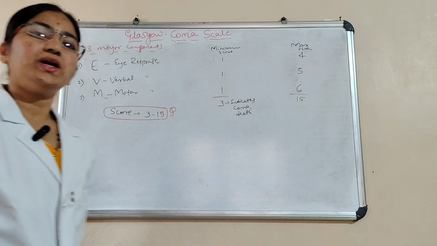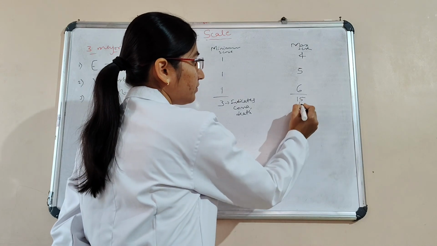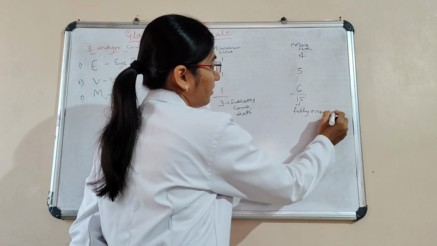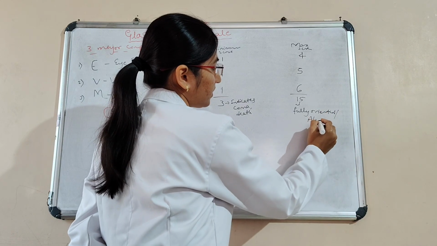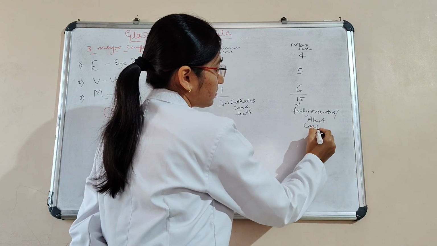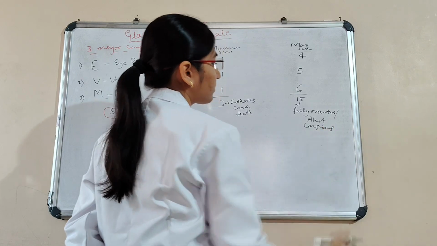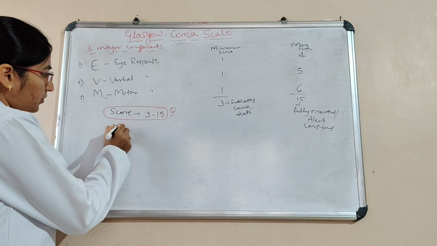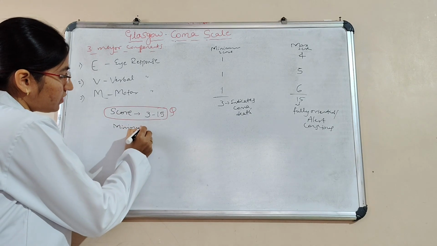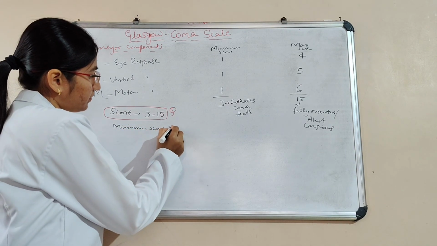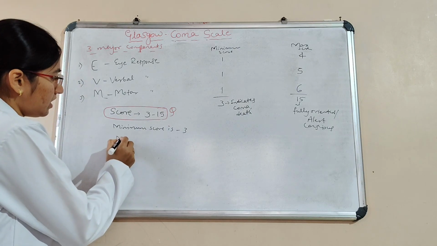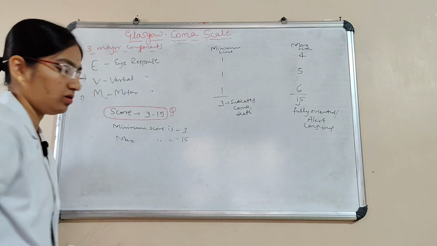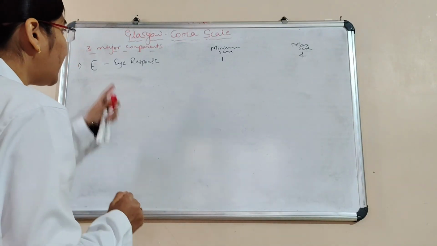And then this 15 indicates fully oriented, alert, conscious. The 3 is a minimum score. Minimum score is 3. Maximum score is 15. In this, first we'll see the eye response.